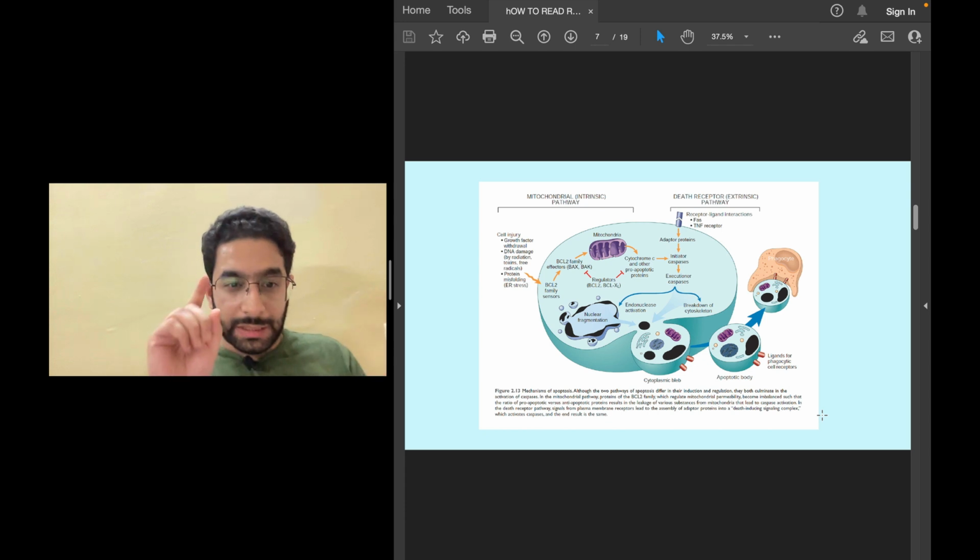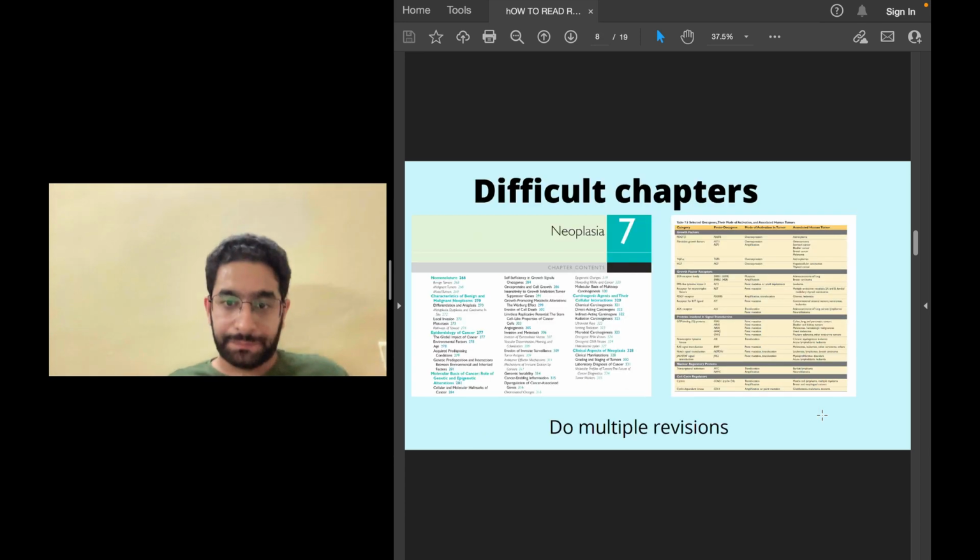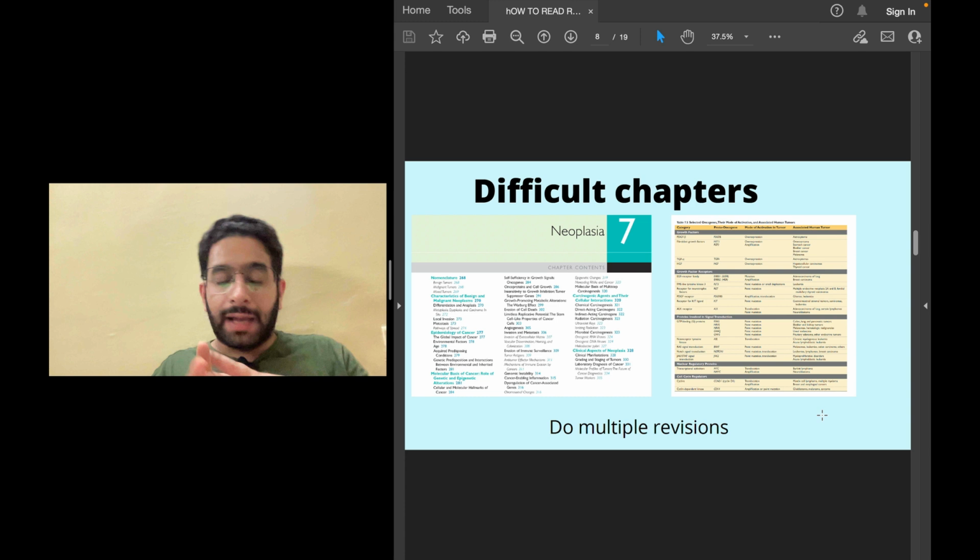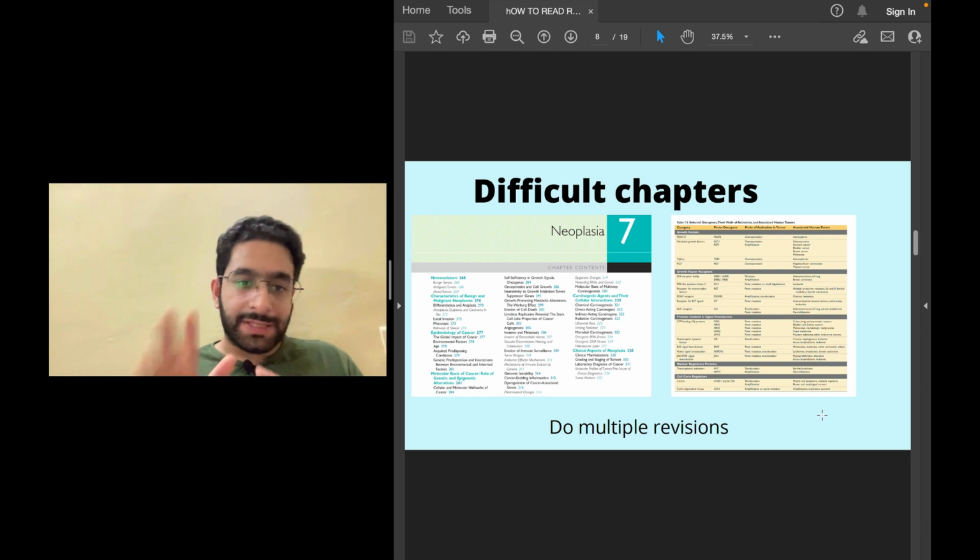But trust me, if you read these seven chapters line by line, if you remember the figures from all these chapters, if you have a photographic memory for these pictures, trust me, you will not regret any time later in your MBBS career or as a doctor, because this is the foundation of medicine. Okay, right. And the third thing I want to mention is that there will be some difficult chapters.